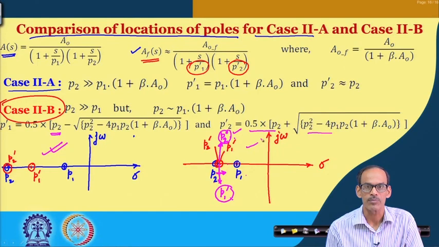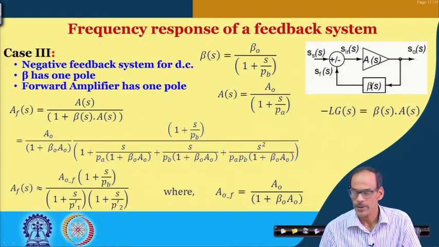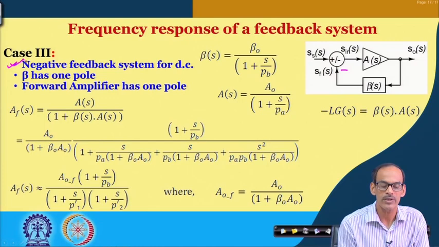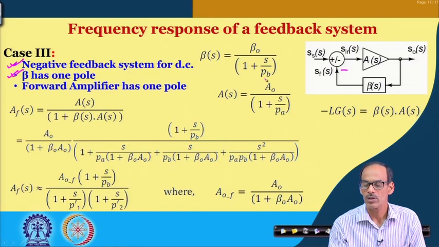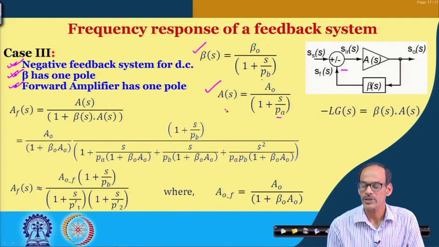So, in the next slide we are going to discuss this situation. Here, of course, we are again considering a negative feedback system in DC condition, and we are considering that beta has one pole called PB, and the forward amplifier has a pole called PA. So the beta and the forward amplifier gain or transfer function both have one pole each.